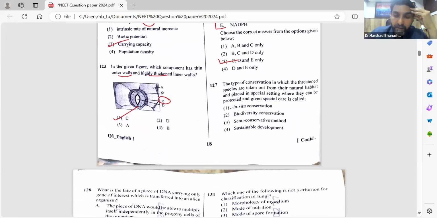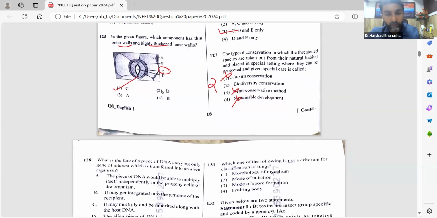Now in the next question, they have said that you have to take the threatened species out of the environment. If you're taking the threatened species out of the environment, it can't be in situ. It can't be semi-conservative. It can't be sustainable development. It is ex situ conservation, and ex situ conservation is in a way biodiversity conservation. So here the answer would be option number 2.